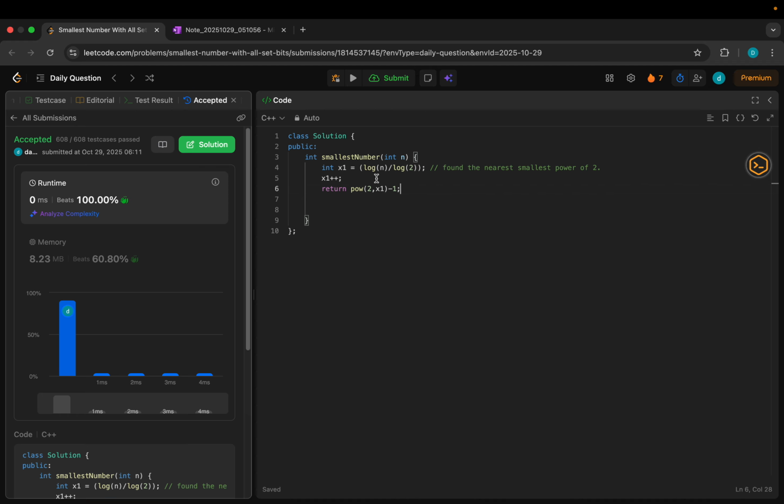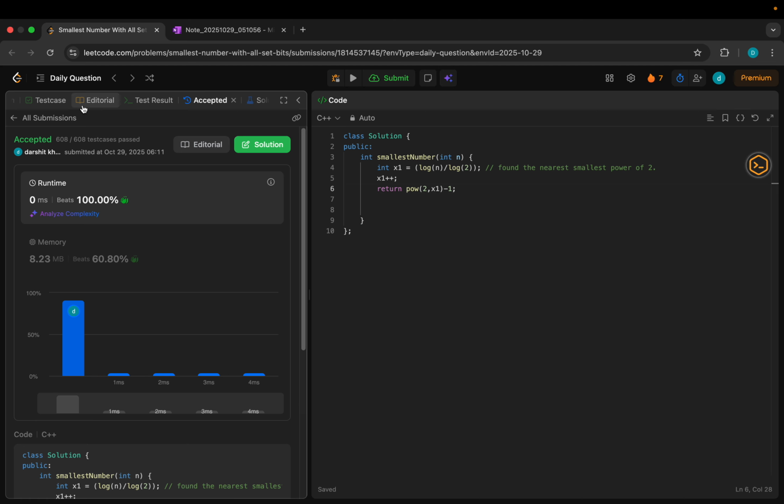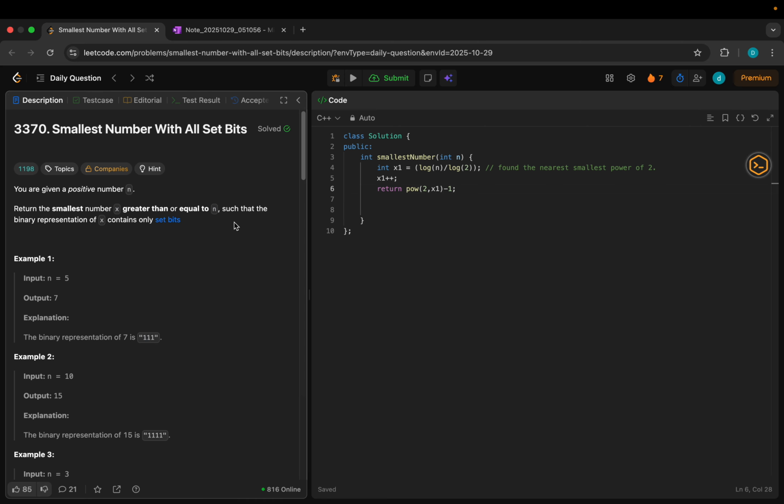So that was the daily question. It was pretty basic. One more thing, here you can also use bit manipulation. Like I'm calculating power here, so you can also do right shift, left shift, stuff like that.